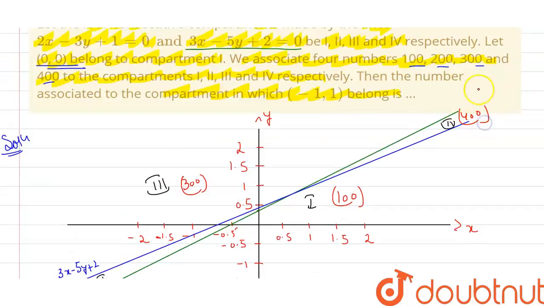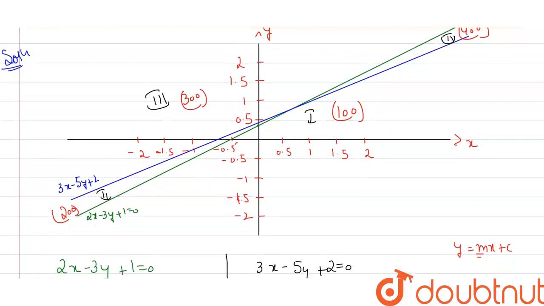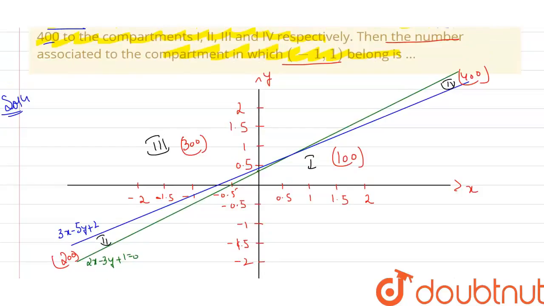Now the question asks for the number associated with the compartment in which minus 1 comma 1 belongs. First check where the point minus 1 comma 1 lies. It lies somewhere like this. Let me correct the number here, I can write 300 at the top. So which number is associated with this? Basically the third compartment, where minus 1 comma 1 lies.